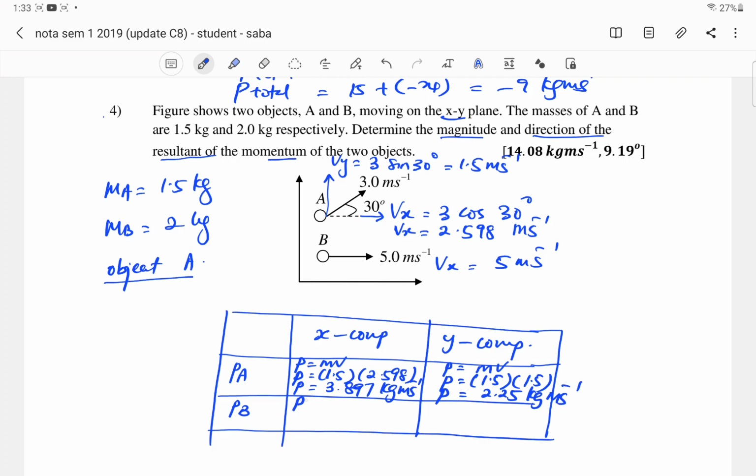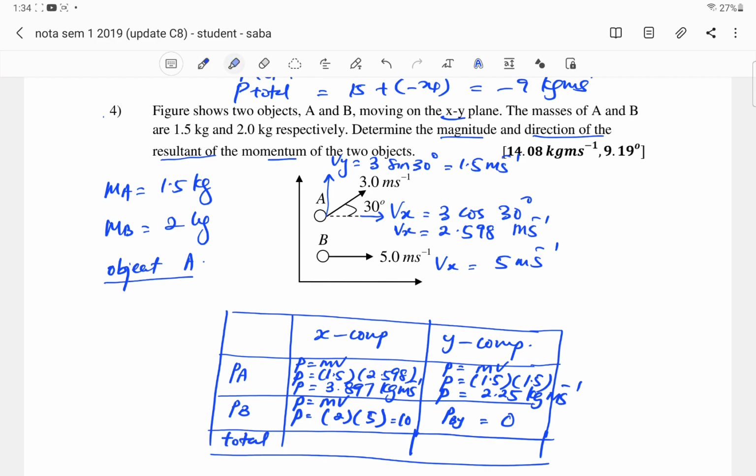PB, P equal to MV. Tapi B dah kat sini. Mass is 2, V is 5. So kita ada 10. PY equal to 0. Okay. So then kira lagi. Ini for total.